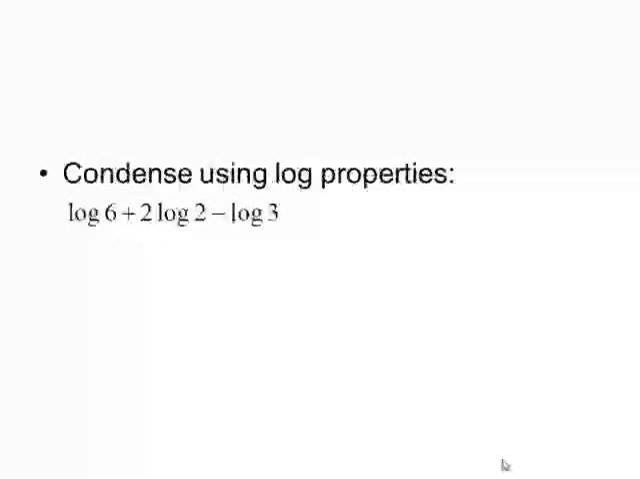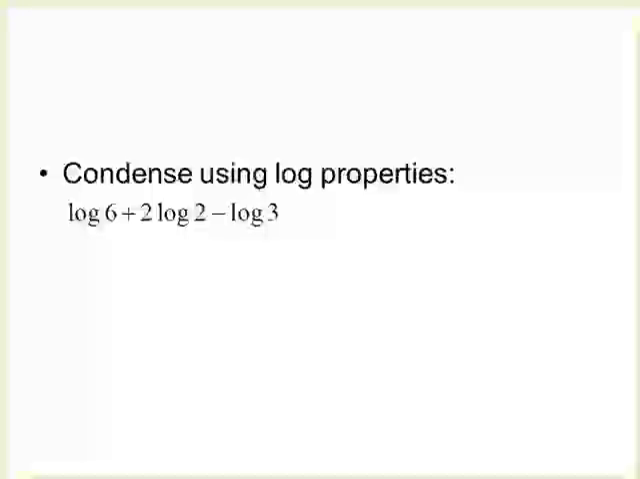Our next type of problem is exactly the opposite. Here we're condensing. What does condense mean? To make smaller. So what we're going to do is take all of these individual logs and put them all together inside of one log. So it's exactly the opposite process of the first type of problem. So we're going to do our steps in the opposite order.